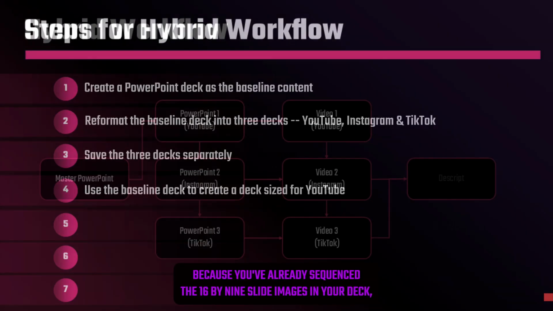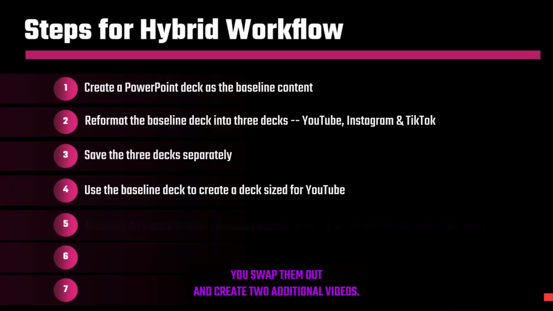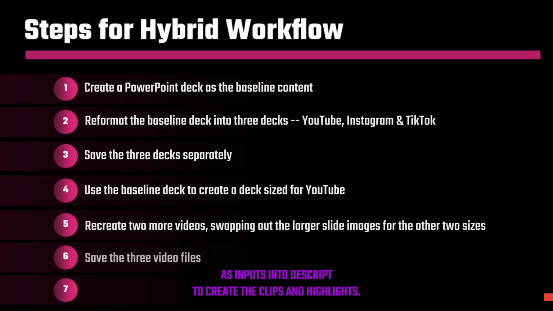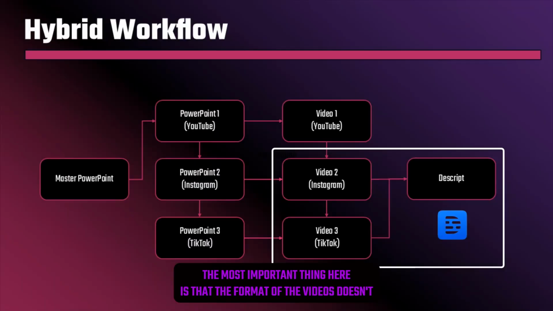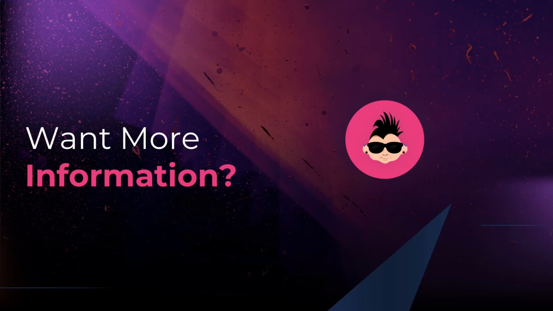Because you've already sequenced the 16:9 slide images in your deck, you swap them out and create 2 additional videos. This gives you 3 decks and videos, 2 of which you can use as inputs into Descript to create the clips and highlights. This is the AI workflow that we just discussed. The most important thing here is that the format of the videos doesn't need any resizing.